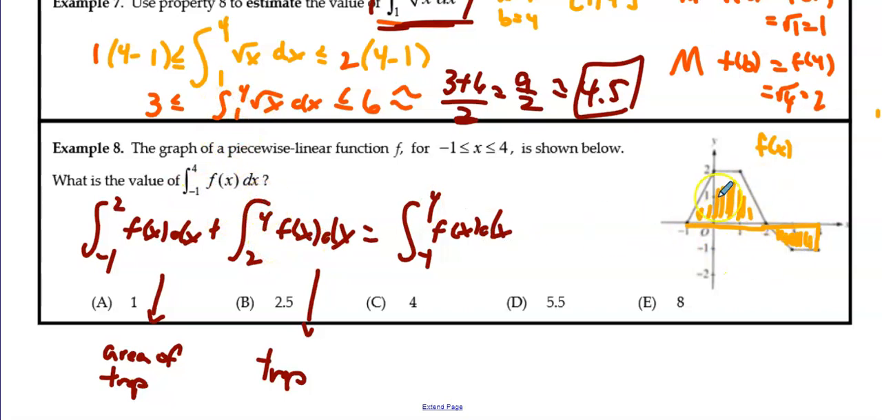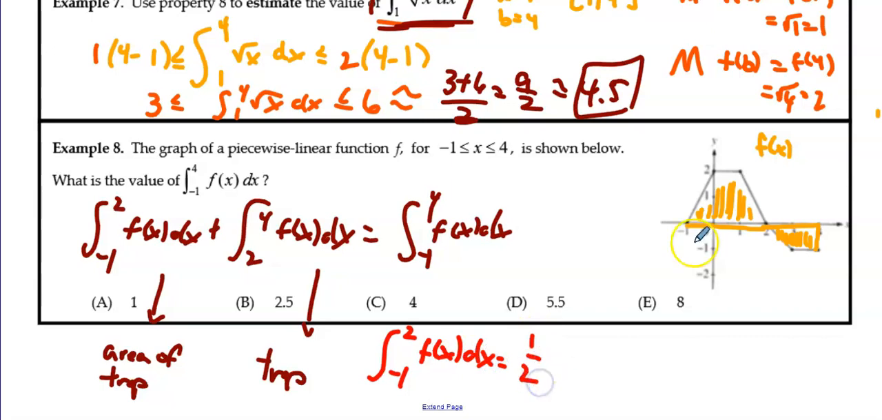Now, I want you guys to notice that one of them is above the x-axis and one of them is below the x-axis. So we're going to come back to this in a minute. Let's find this first one, because that one actually is pretty easy to do. We have, again, the area for the first one, so I'm going to go ahead and say that the integration from -1 to 2 of f of x dx. So let's go ahead and find this one first.